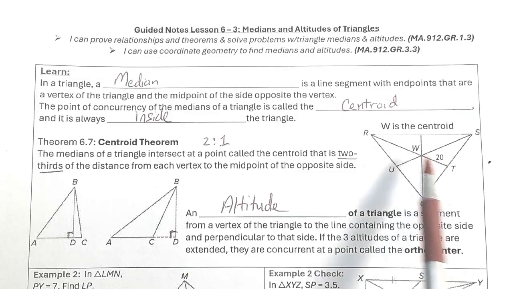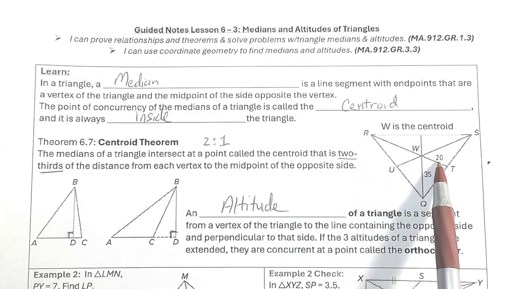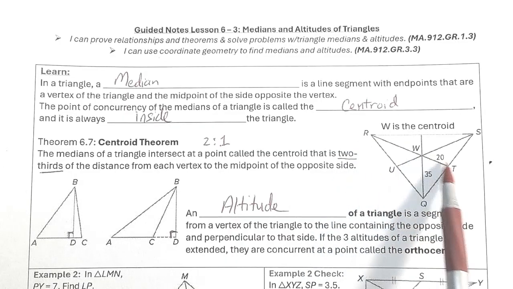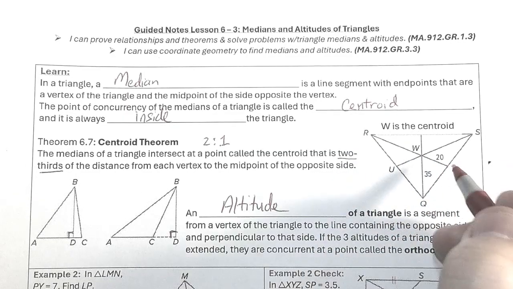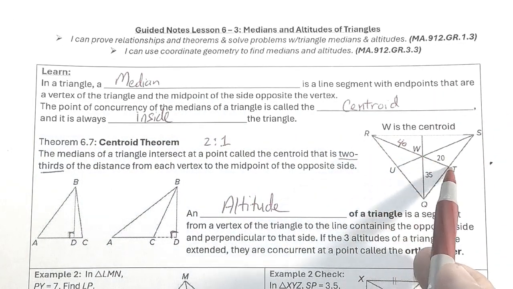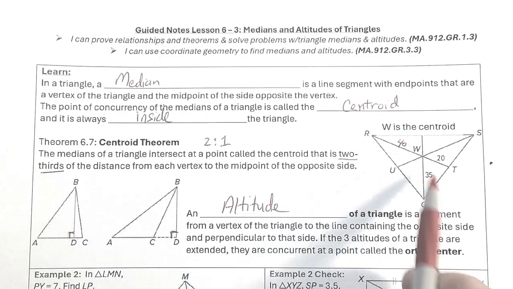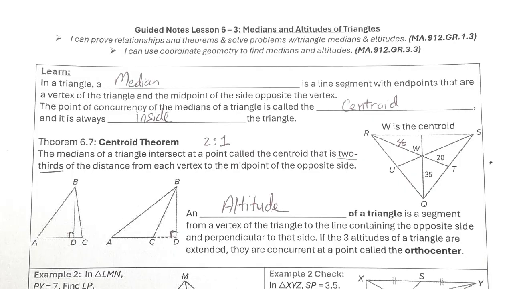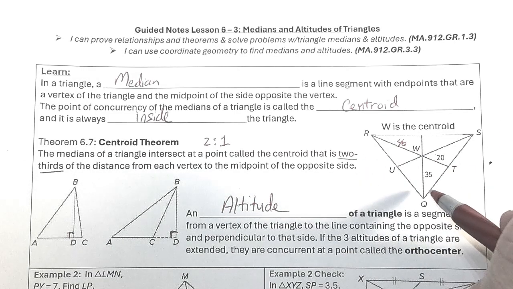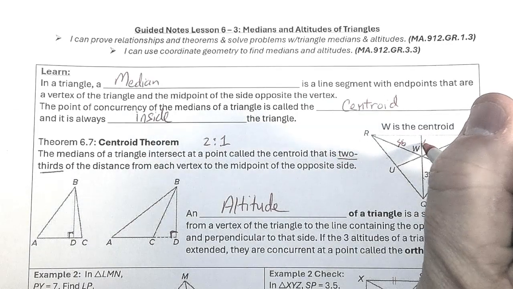So this is a third and this is a third, or this is 2, this is 1 of our 2 to 1 ratio. So basically, to get our W, you would just multiply this by 2. So 20 times 2 is 40. That's 2/3 the distance from the vertex to here, and then the other third here. And then this would be 2/3. This is going to be double this, so like this was double this. This is going to be double this. So half of 35 is 17 and a half.